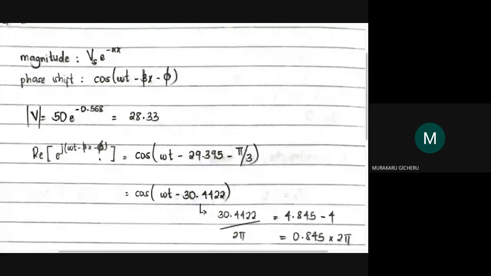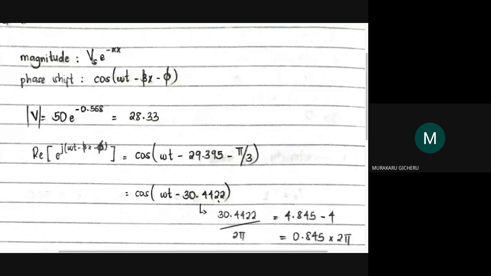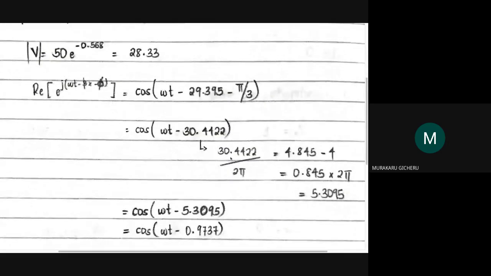So now, in this question, our phi is pi over 3. So it will take the form omega t minus beta x. This is beta times x, because beta was also in per meter. So you need to multiply by the length of the line minus pi over 3. So you get cos of omega t minus 30.4422. If you look at this figure, 30.4422, that's a hell of a lot of radians.